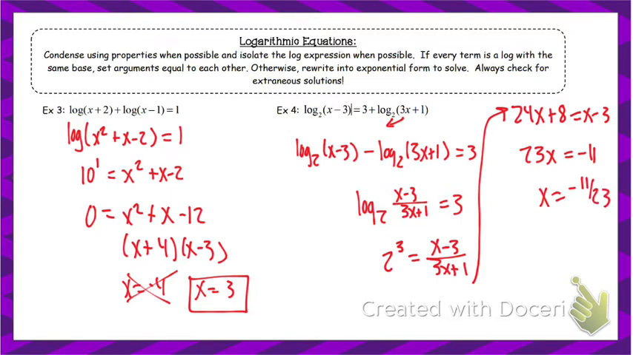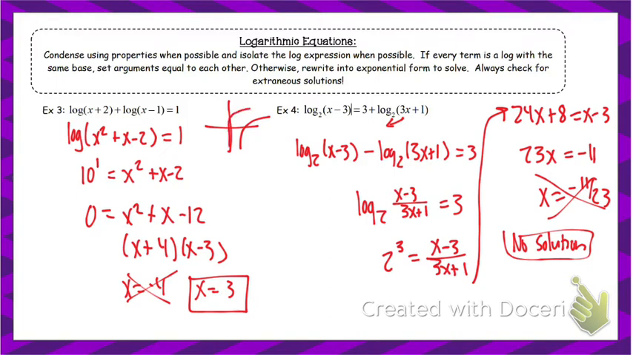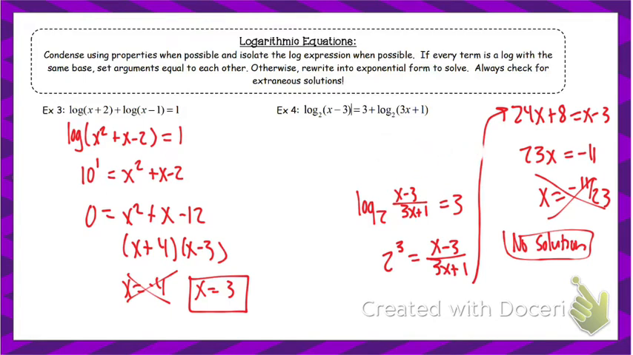But again, check for extraneous solutions. If I plug that back in, negative 11 over 23 minus 3 is a negative. Since that was the only solution I got, this actually has no solution. And if you think about this graphically, you've got a log graph that's been shifted to the right 3, and then you've got a log graph that's been shifted up 3 and stretched a little bit horizontally. Those two graphs are not going to touch each other. They are not going to cross. The other way you could have done this, it's a little bit different, but you actually could rewrite 3 with log base 2.